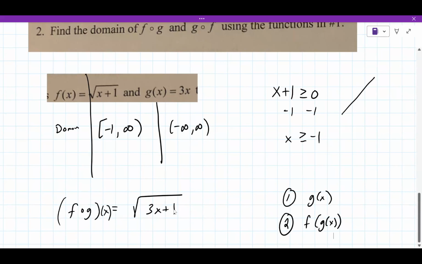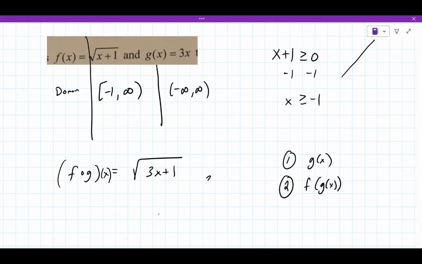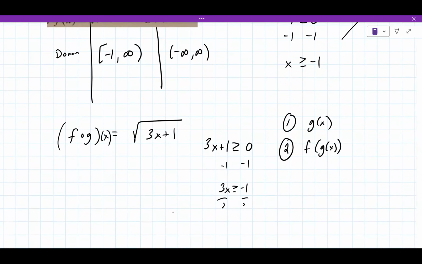And you decide, does this have any restrictions? And again, it does. 3x plus 1 has to be greater than or equal to 0. So solve this, subtract 1 from both sides. 3x is greater than or equal to -1. Divide by 3. x is greater than or equal to -1/3. So that's your domain. It's all real numbers from -1/3 to infinity.